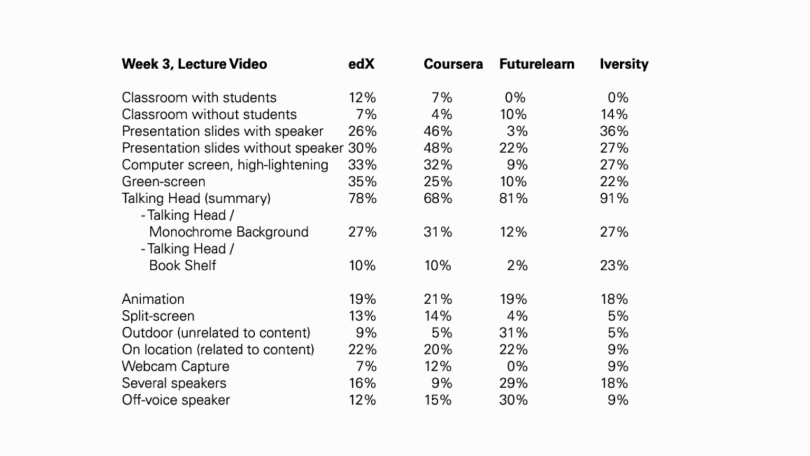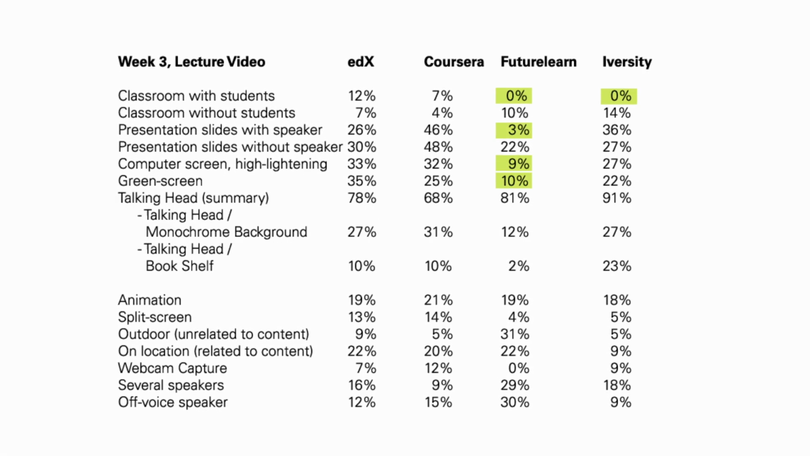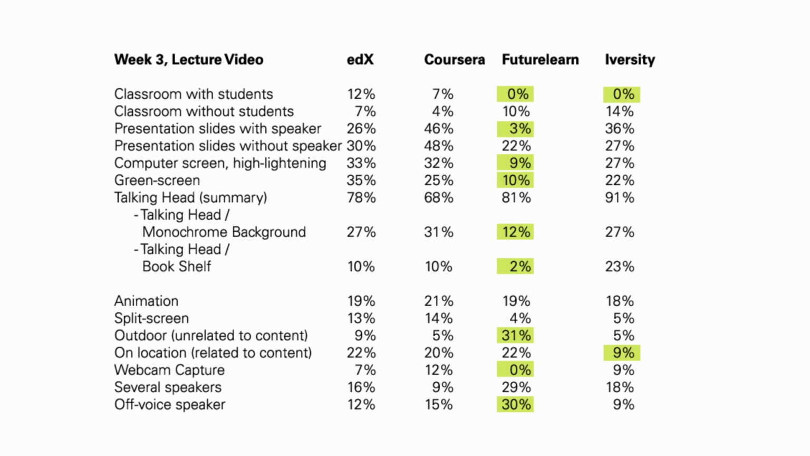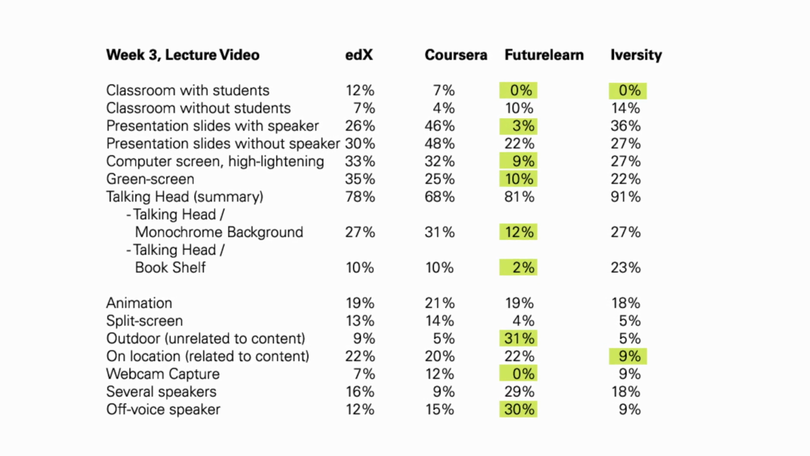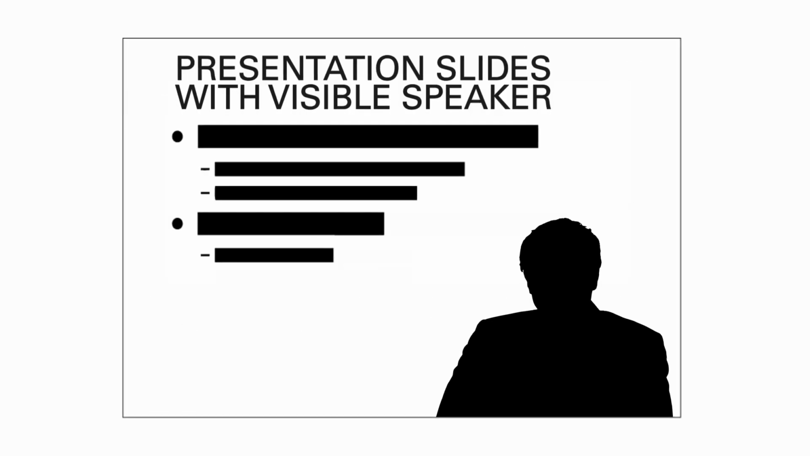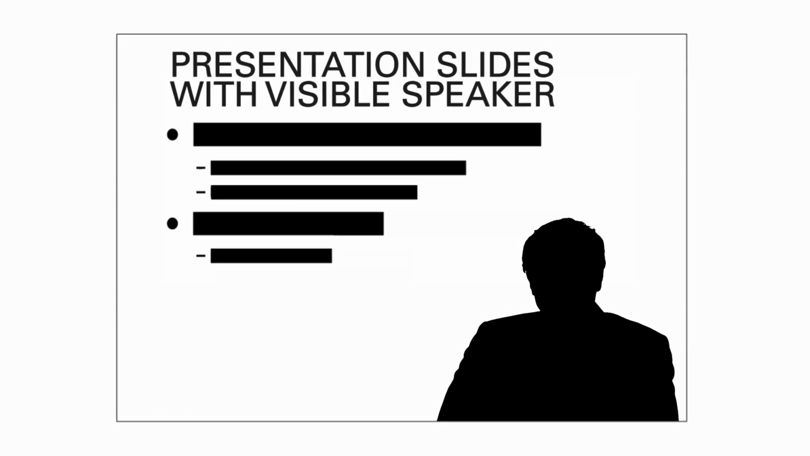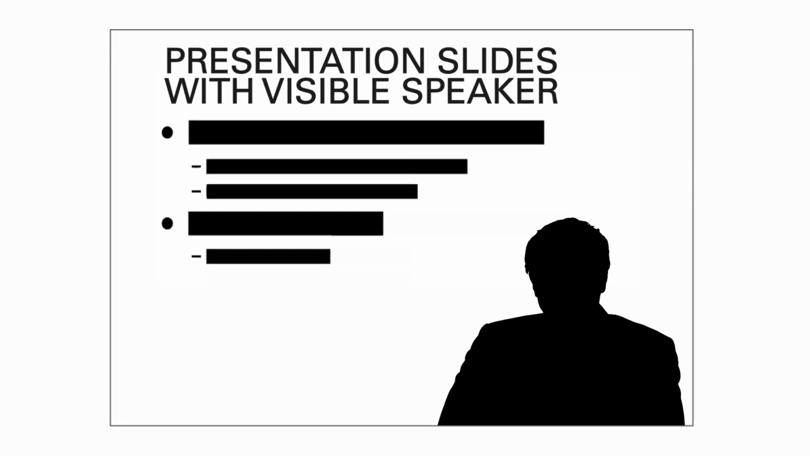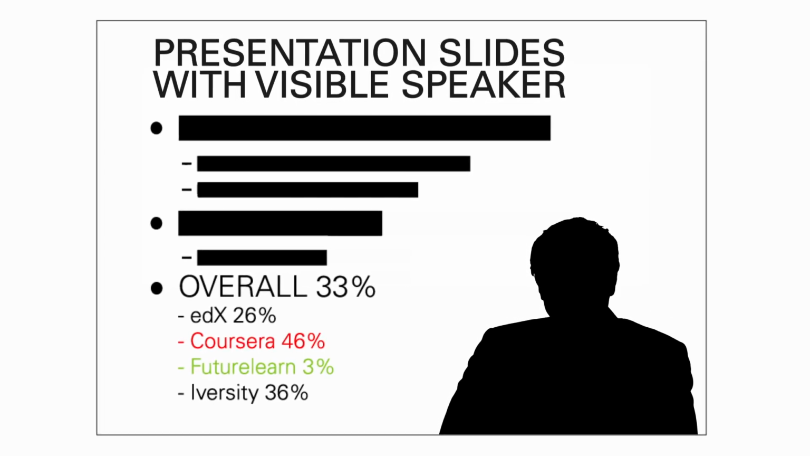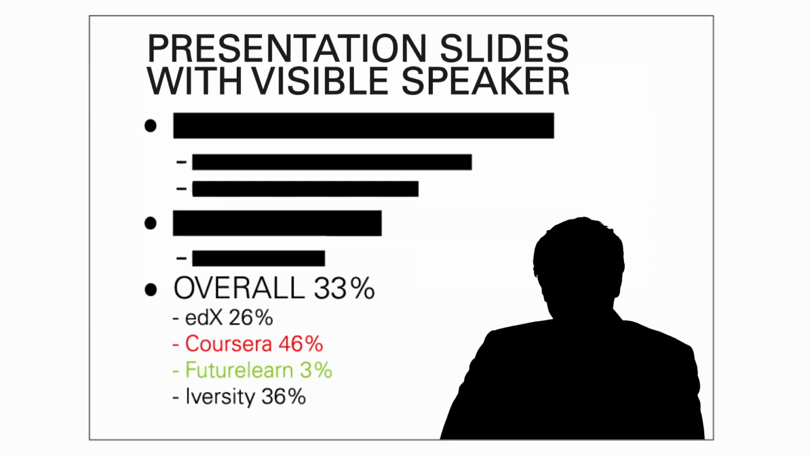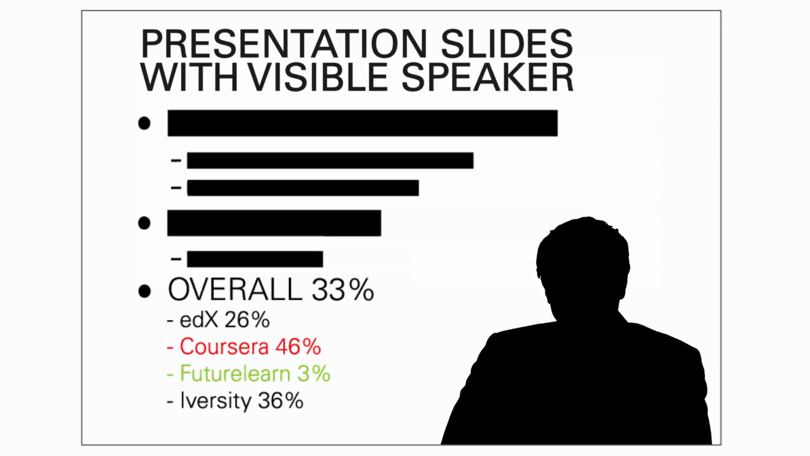When comparing the results between the platforms, some striking differences can be found. In particular, Futurelearn is an outlier in several ways. For example, edX, Coursera and Iversity use the video style of slides with a visible speaker more frequently. The highest rate is found at Coursera with 46%, in contrast to only 3% on Futurelearn.